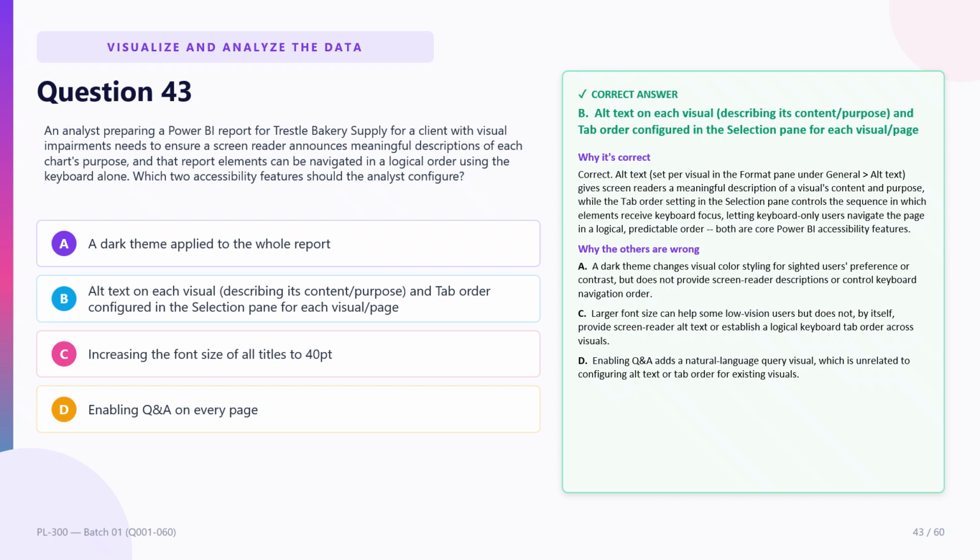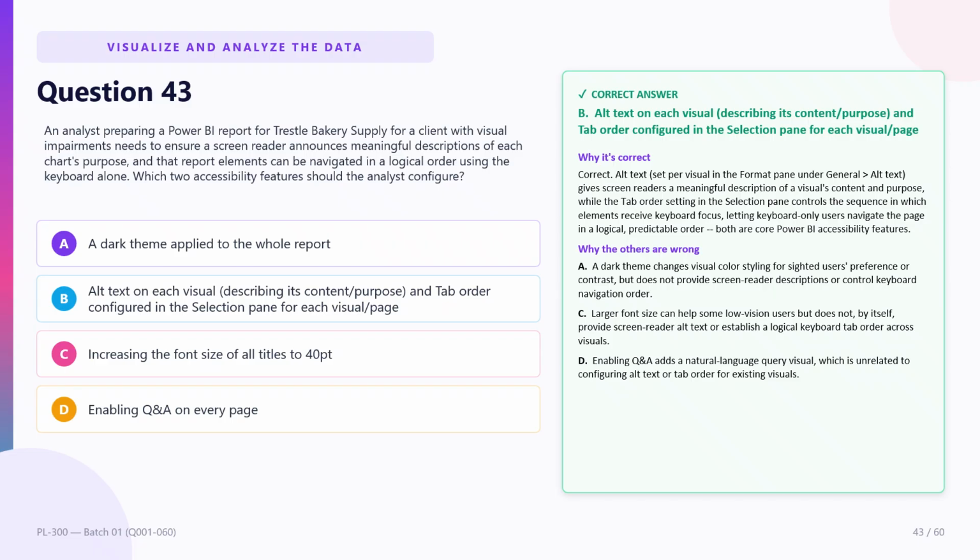Both are core Power BI accessibility features. Now, why the others are wrong? A. A dark theme changes visual color styling for sighted users' preference or contrast, but does not provide screen reader descriptions or control keyboard navigation order. C. Larger font size can help some low-vision users but does not, by itself, provide screen reader alt text or establish a logical keyboard tab order across visuals.